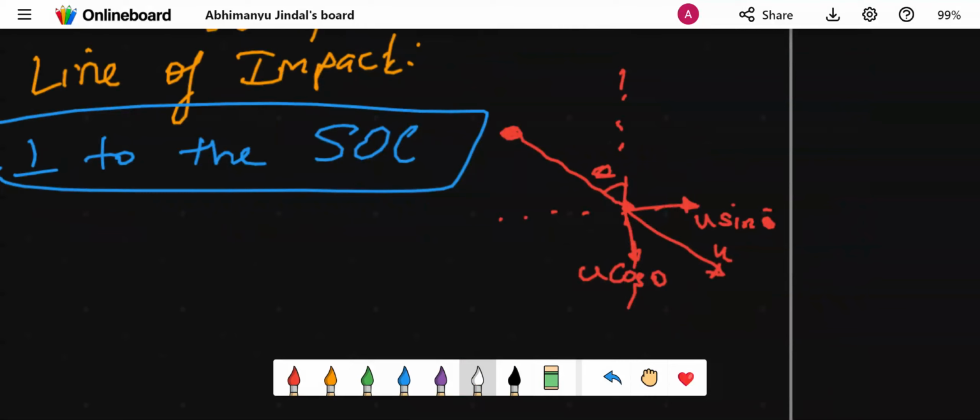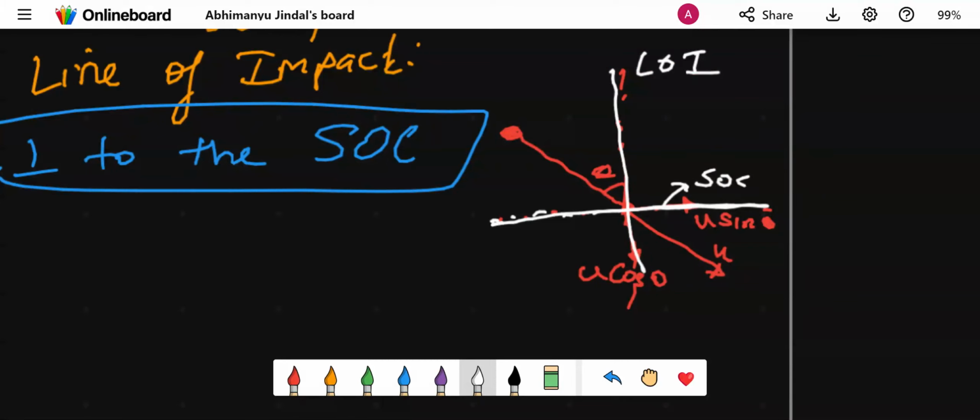Now remember this. Line of impact is perpendicular to the surface of contact. So this right here is the surface of contact. Perpendicular to this is this, which is the line of impact. So line of impact is perpendicular to the surface of contact. And remember this point.